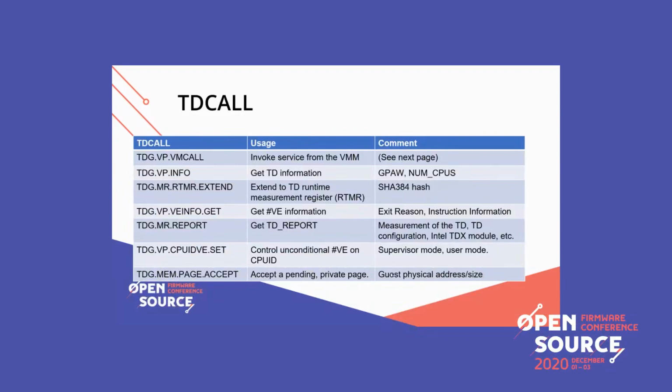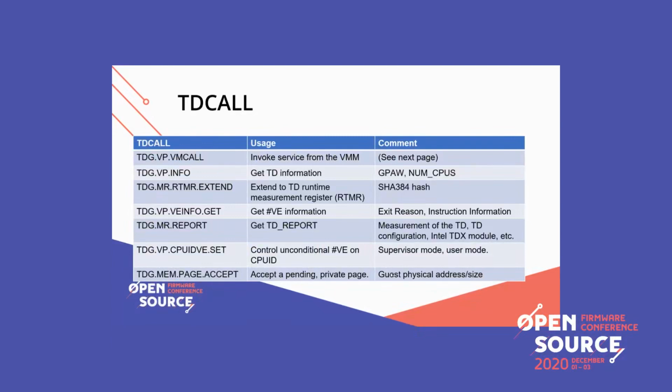TDCALL VP.INFO is to get the TD information. For example, the GPAW is returned in RCX and the vCPU number is returned in R8. TDCALL RTMR extend is to extend the TD runtime measurement register. The RTMR is similar to the TPM PCR register. In the current generation, TDX implements the RTMR with SHA-384. The TDVF will use this TDCALL to extend the firmware configuration and OS loader to support trusted boot and remote attestation.